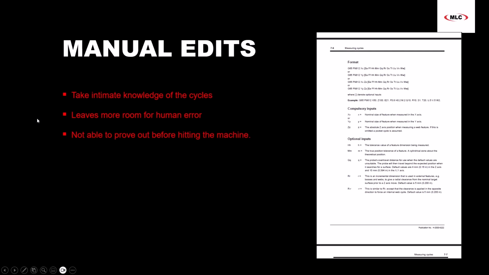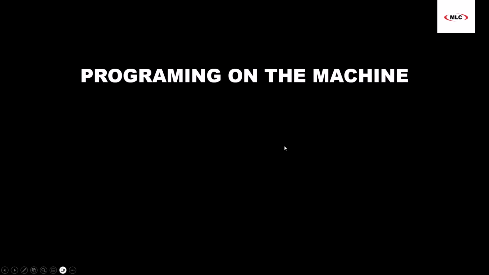Not able to prove it out before hitting the machine. So not able to make sure that it runs through a simulation or a backplot or something like that, and seeing it actually going where I want it to go. So taking that chance of crashing it on the machine. And programming on the machine, well, if the spindle isn't moving, it's not making chips, it's not making money.